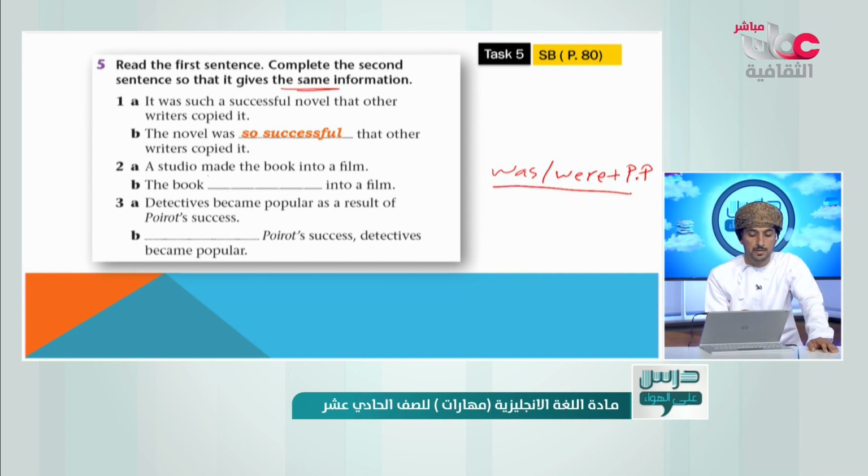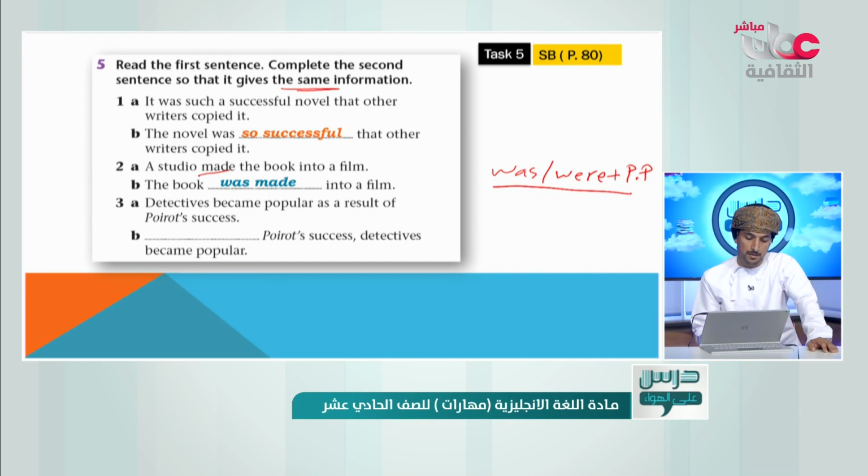So what is the past participle of the word made? The same, made. Make, made, made. And the book is singular, so are you going to use was or were? We're going to use was. Let's now see the answer. The book was made into a film.